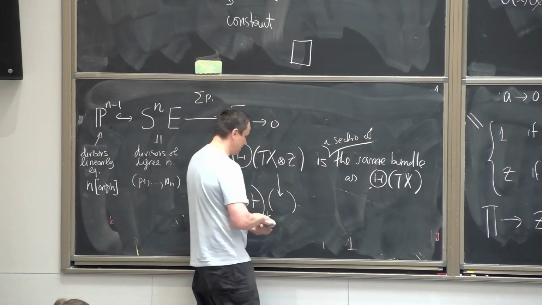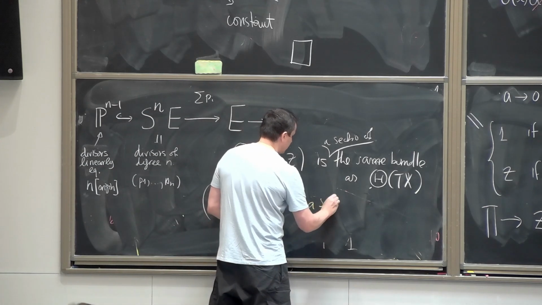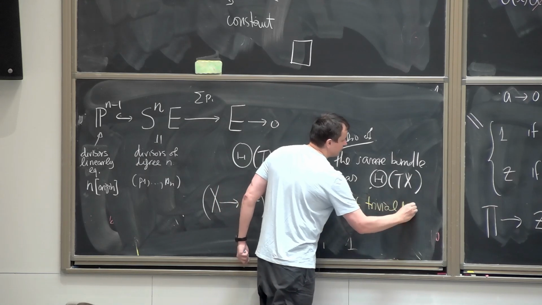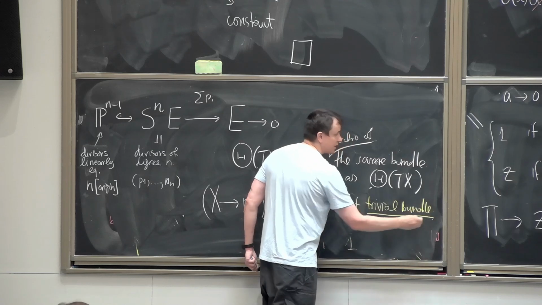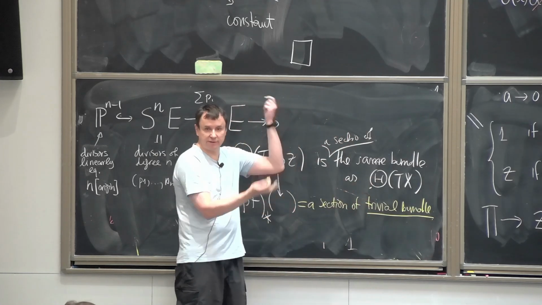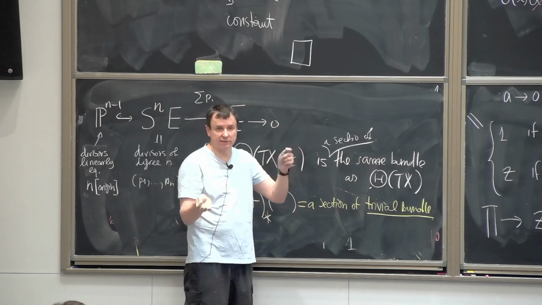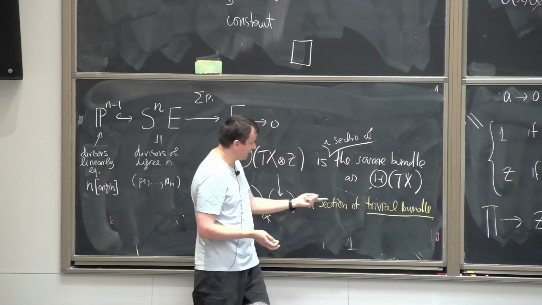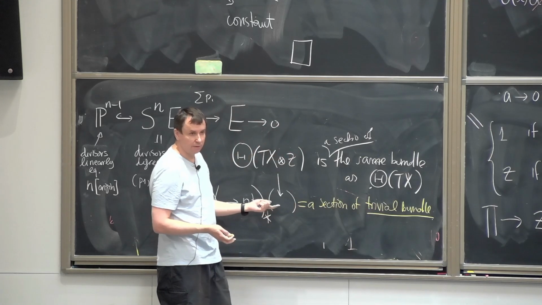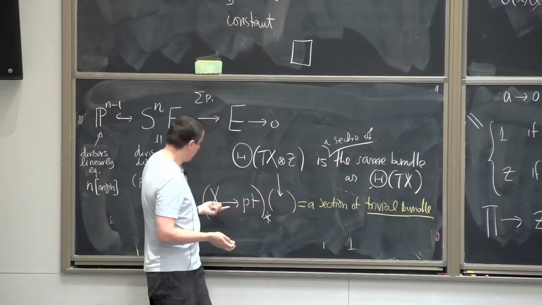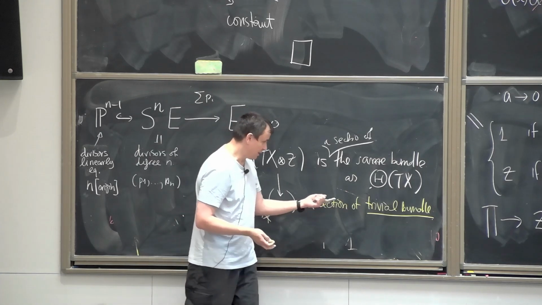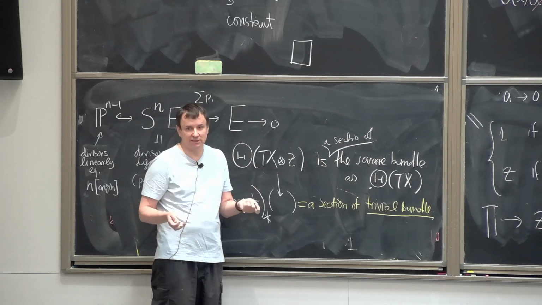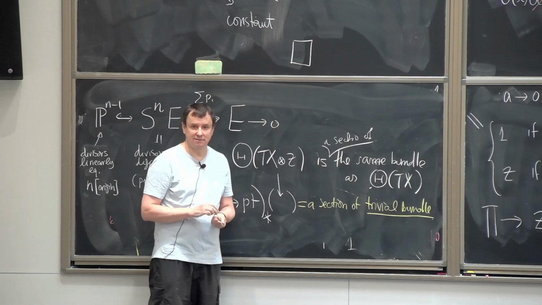So it says a section of the trivial bundle, because if I set z to 1, then everything cancels out. The numerator and denominator cancel out, so there's nothing to compute. So this push forward is therefore a function, an actual elliptic function. But an actual elliptic function is a constant. That's the end of the proof.